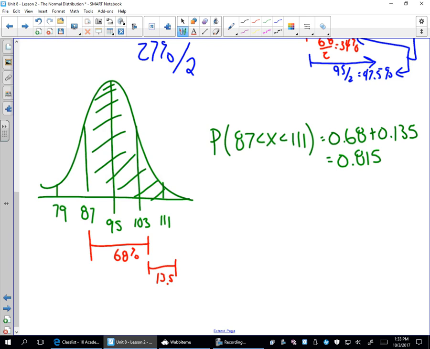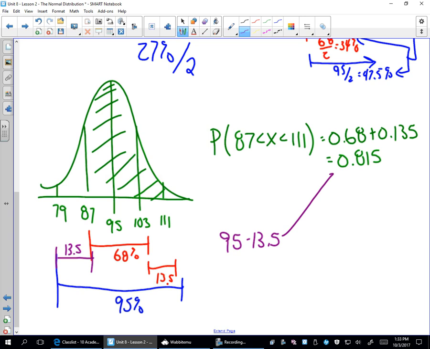Now that's not the only way you could do it. That's a pretty handy way. The other way I could have done it is take the idea that I know from 79 up to 111 is 95%, and I need to get rid of the section from here to here, which I already figured out, that was 13.5. So I could have done 95 minus 13.5, which is the same answer. Now notice I go back and forth between percents and decimals. These two things are used interchangeably. I like to work in decimals unless it says I have to work in percents, and I'd be willing to let you do the same thing.